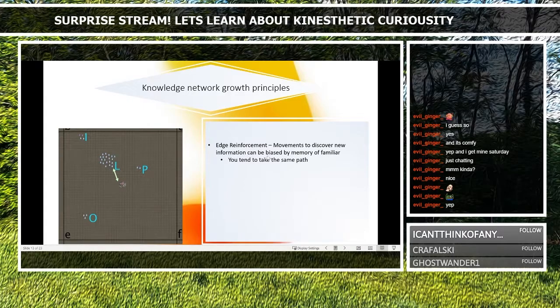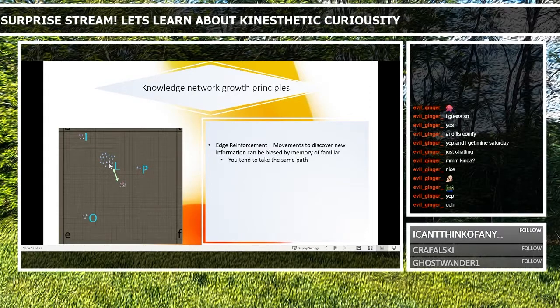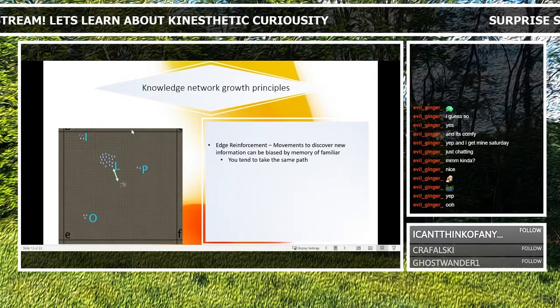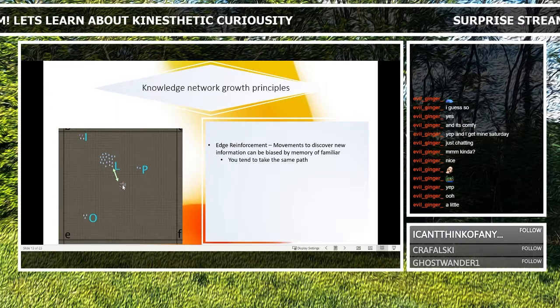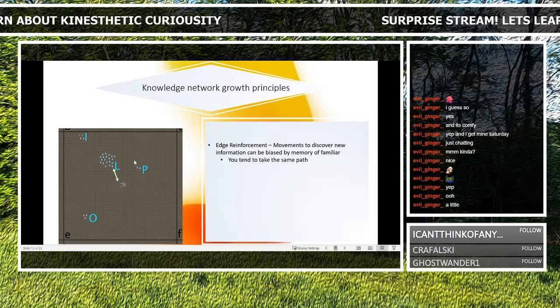So starting off, you tend to take the same path. If you're dropped in this kind of map, you find something, you go back and forth. Are you familiar with StarCraft? But anyway, you tend to take the same path back and forth. After you find something, you're not going to go all the way out here, turn around, and then come back. You're going to take the most efficient back and forth.